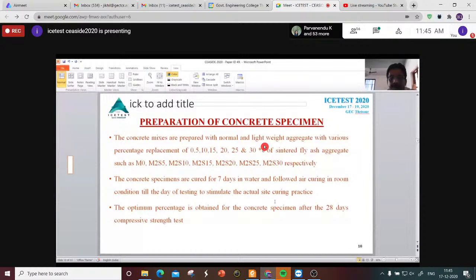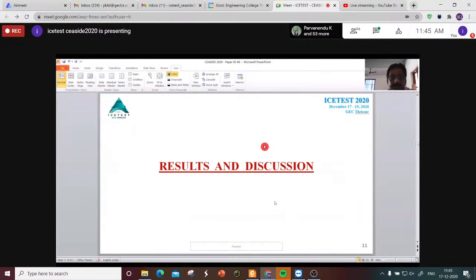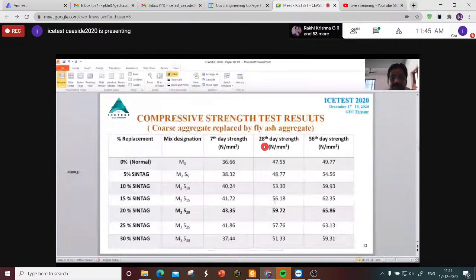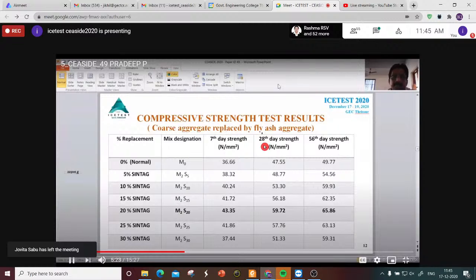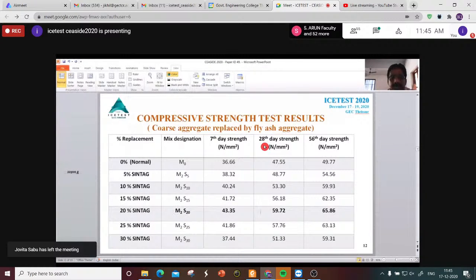Optimum percentage is obtained by testing the concrete after 28 days. Result and discussion. From the table, it can be seen that for the compressive strength results for replacement of coarse aggregate by fly ash aggregate, 20% replacement of Sindac gave a maximum strength of 59.72 Newton per millimeter square at the end of 28 days. So that was the maximum strength that was taken as the optimum replacement of Sindac.